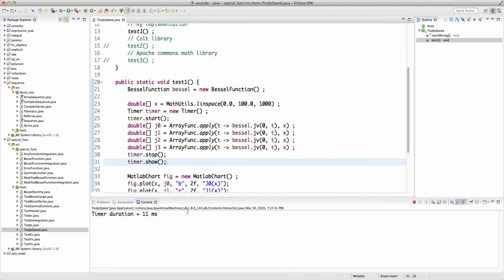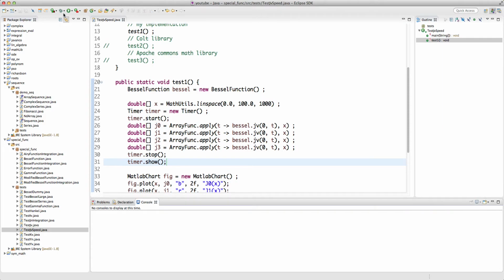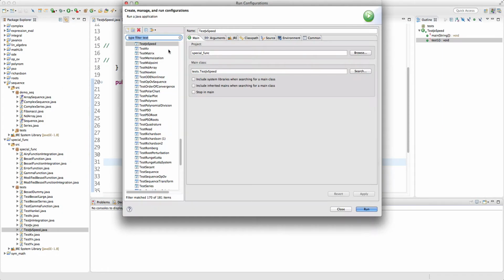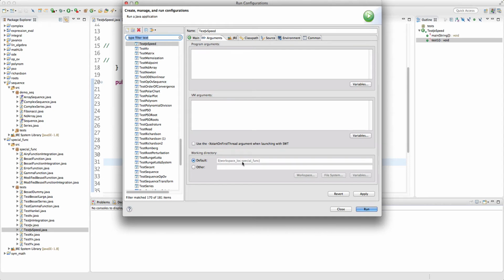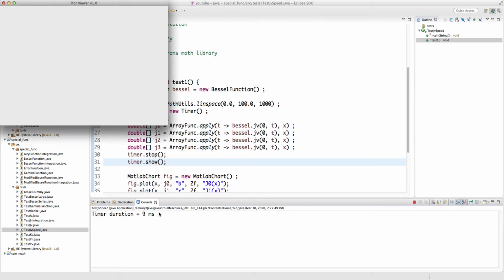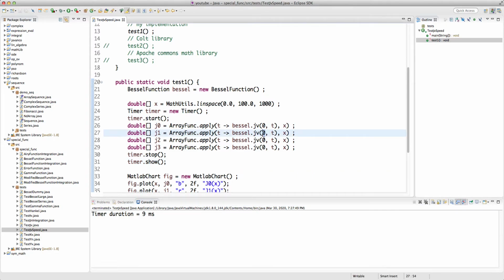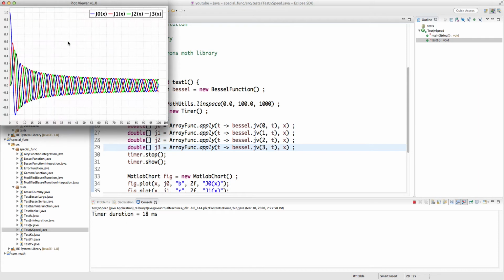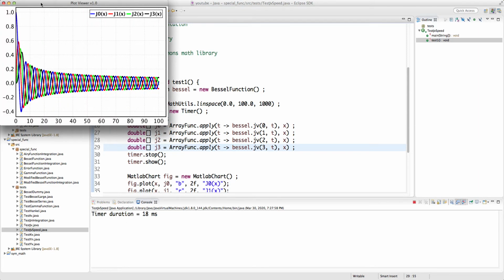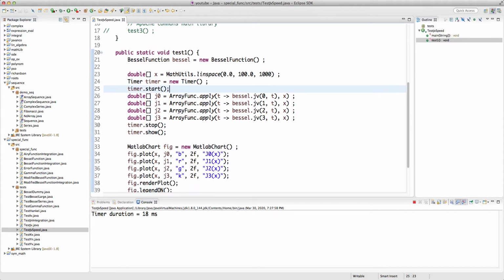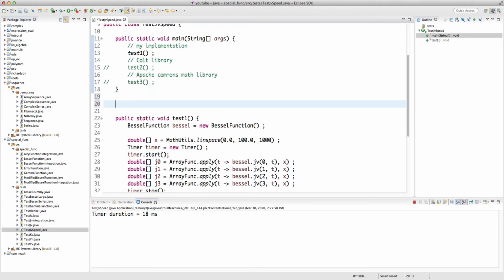Let's run this. 11 milliseconds, and I have to go to run arguments and remove this so that I can see the plot. 9 milliseconds, and I forgot to change the index here. 18 milliseconds. All right, so 18 milliseconds for my implementation.